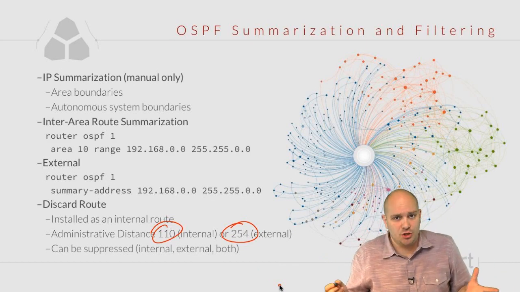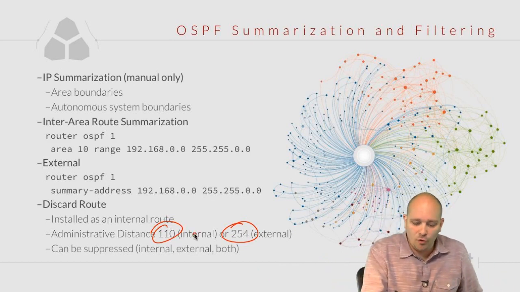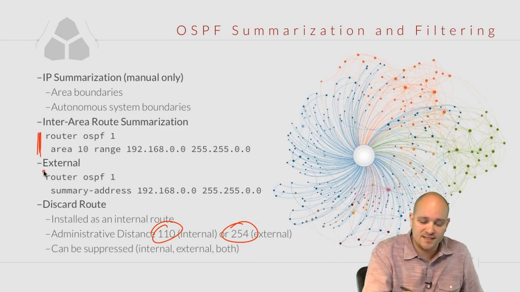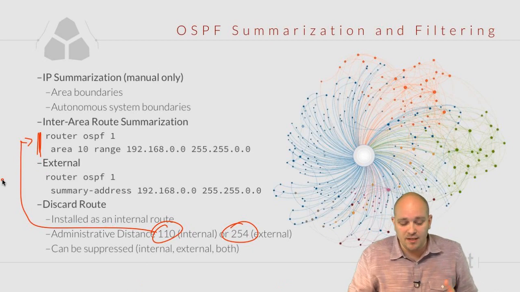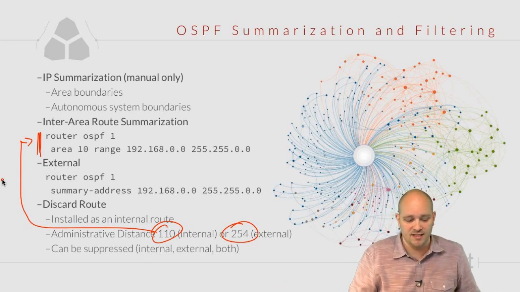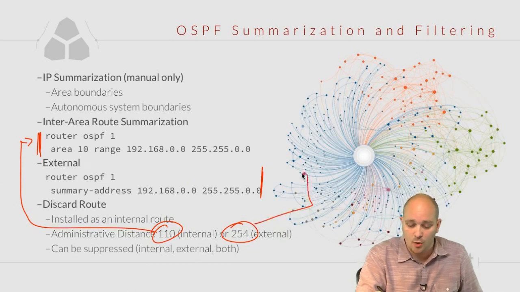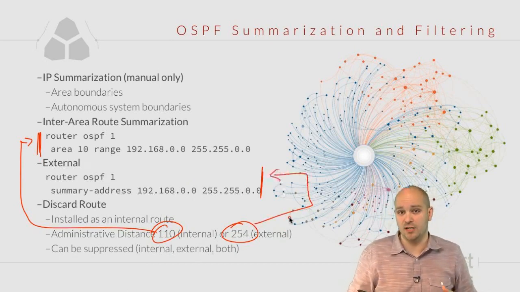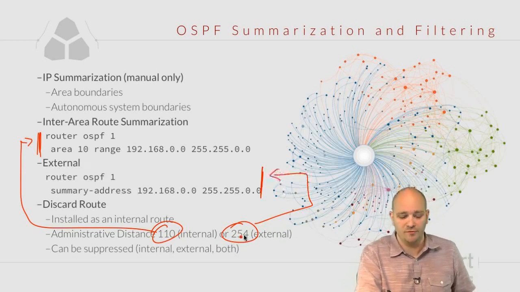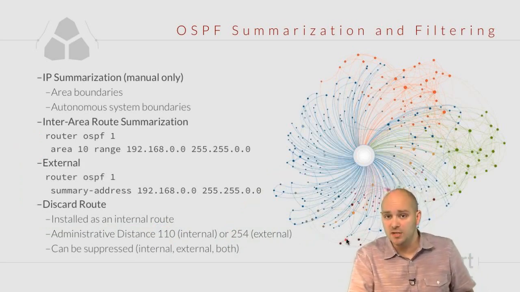Don't shoot the messenger. I have no idea why IOS does it this way, but for the internal summaries, we end up with an admin distance of 110 for the discard route. If you are performing the external summarization, the admin distance installed for the discard route will be 254. In both cases, the discard route, if you need to, can be suppressed.